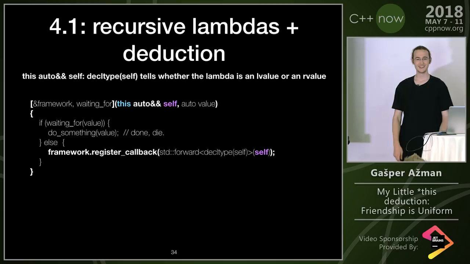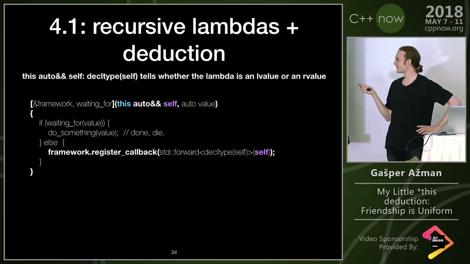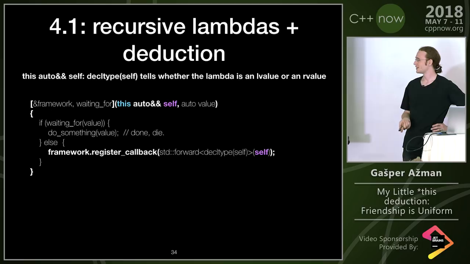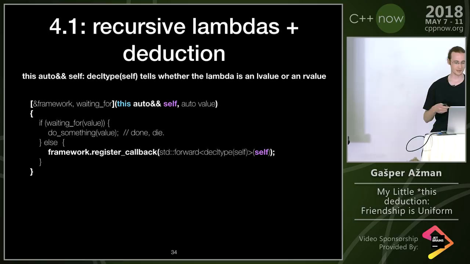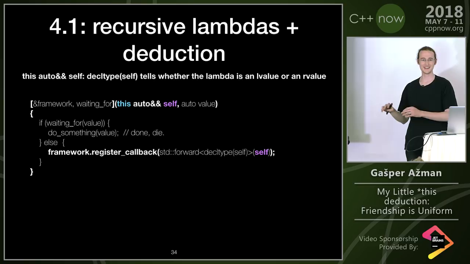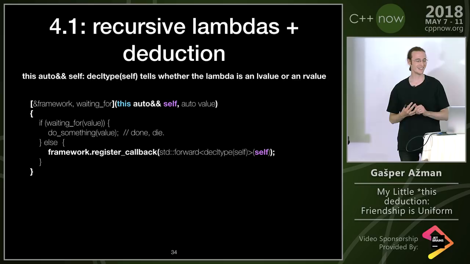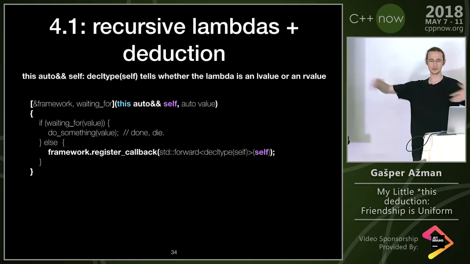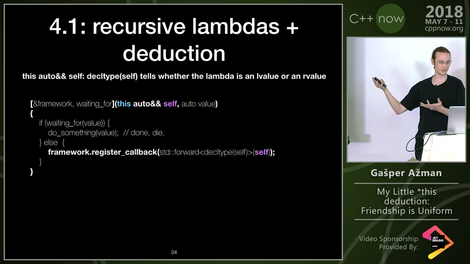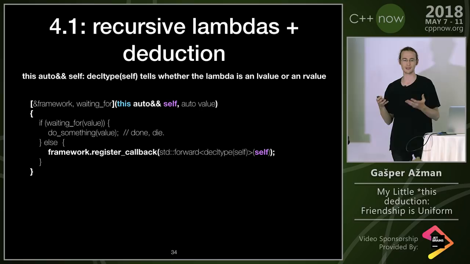This solves your original problem. So this is another type of lambda that, let's say you have it in a condition variable. Don't do work in a condition variable, okay? But let's say you did, as a contrived example. If you're waiting for that specific value, you do something and then you destroy yourself, or you register yourself as a callback again, and you can either move yourself or copy yourself, and it'll be safe regardless of how you were called. If you are an xvalue, you will move.